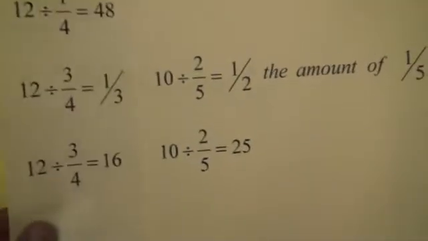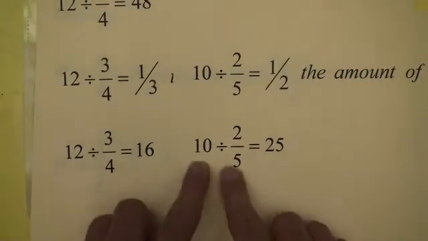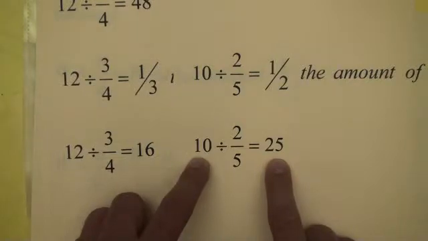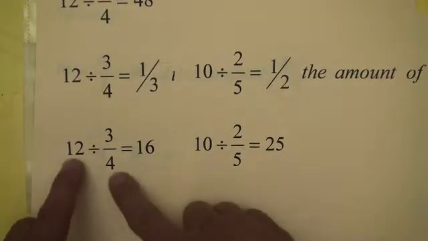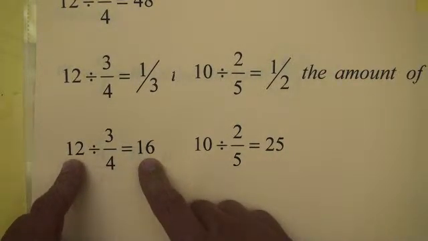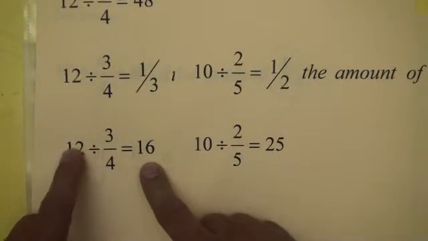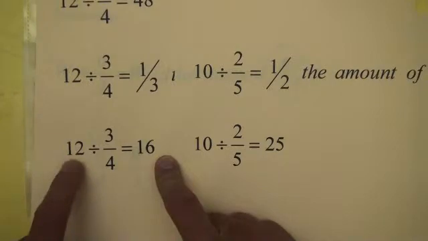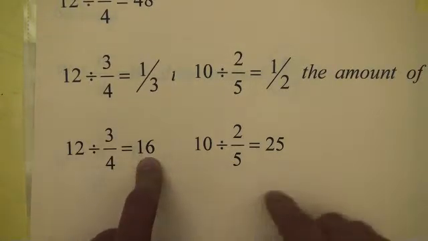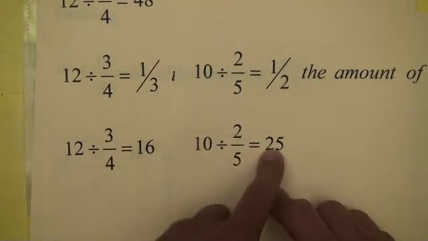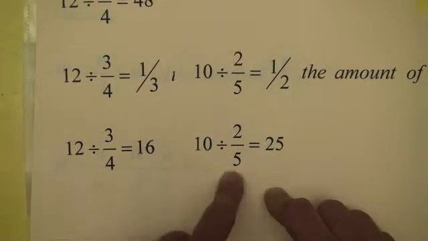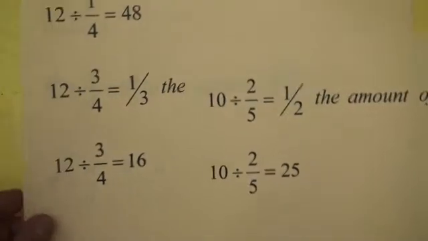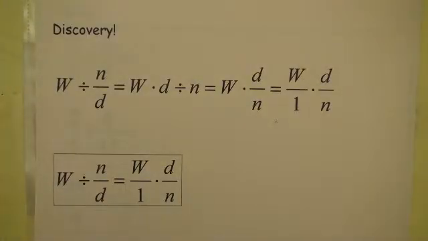Take a look. We'll put them side by side. 10 divided by 2/5 is 25. Right? 12 divided by 3/4 is 16. The pattern is 12 times 4 divided by 3 is 16. Or how about this? 12 divided by 3 times 4 is 16. 10 divided by 2 times 5 is 25. Or 10 times 5 divided by 2, 25. What we just discovered is right here.